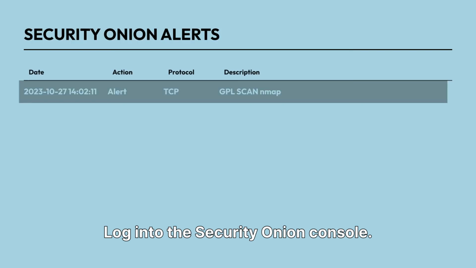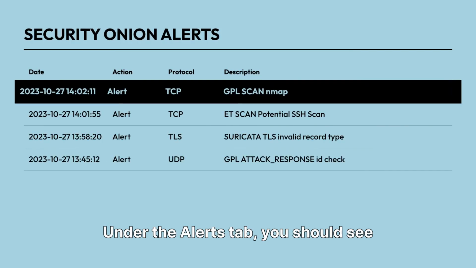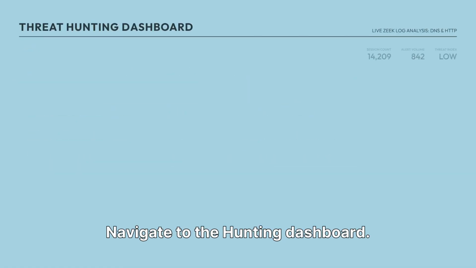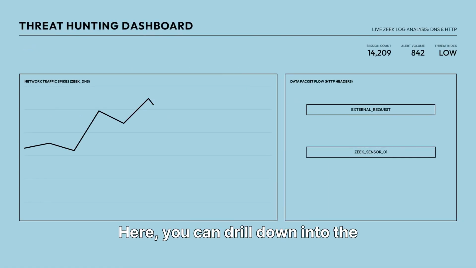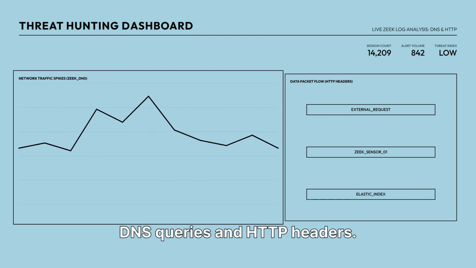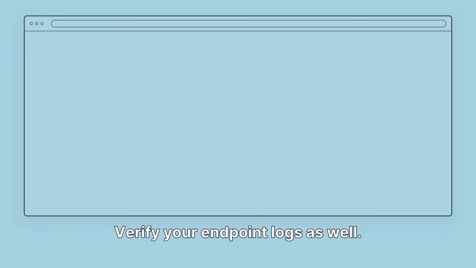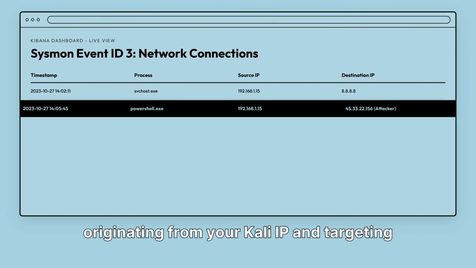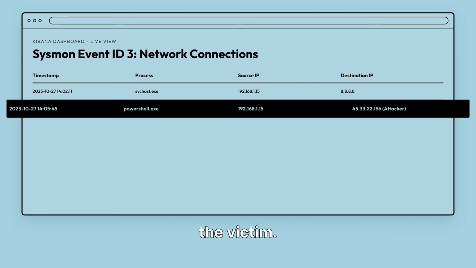Log into the Security Onion console. Under the Alerts tab, you should see triggers from Suricata identifying the Nmap activity. Navigate to the hunting dashboard. Here you can drill down into the raw Zeek logs to analyze the specific DNS queries and HTTP headers. Verify your endpoint logs as well. You should see a network connection event originating from your Kali IP and targeting the victim.